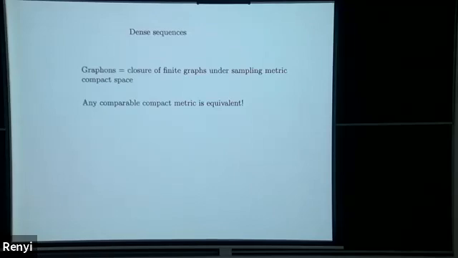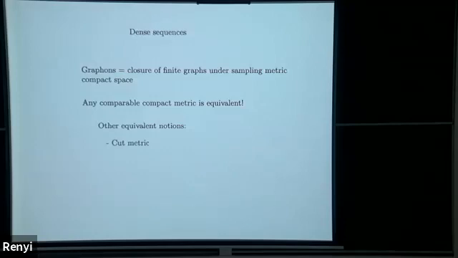So let's get back to dense sequences. And we see that graphons are the closure of finite graphs under this sampling metric. So we have a compact metric space. And what's very nice about compact metric spaces is that if you take any other metric on this space that on one hand is comparable to the original metric, so the topologies have inclusion in one direction, and you know that this other metric also gives a compact space, then these two topologies are actually the same. So the two metrics are going to be equivalent metrics. So in this dense setting, this actually leads to a whole host of equivalent convergence notions for dense graph sequences.